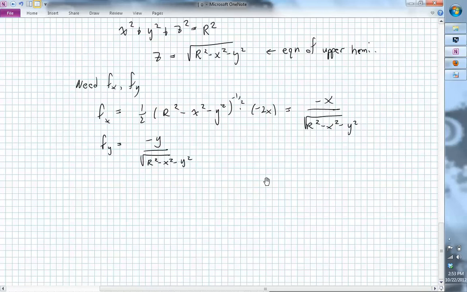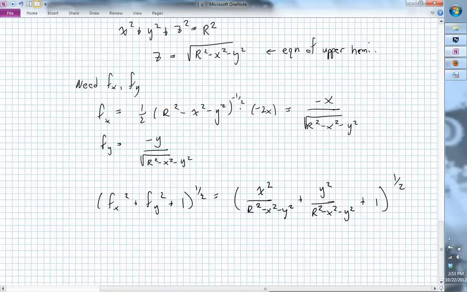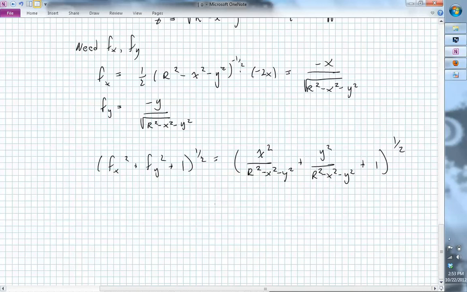I shove them into that surface area formula. So let's look at that. All right, so f sub x squared, f sub y squared, and the 1 goes along for the ride, and there's a square root. Yeah? This actually simplifies. You might not realize it, but this simplifies quite a lot.